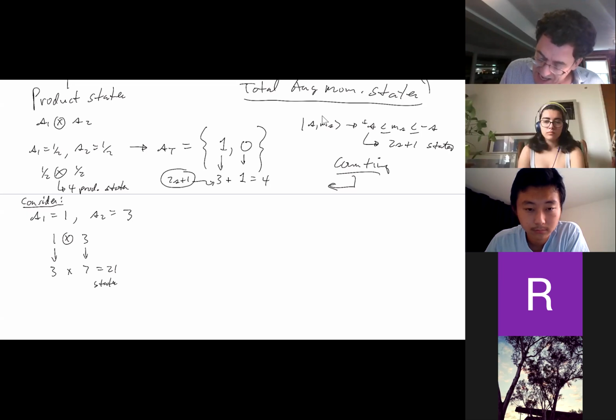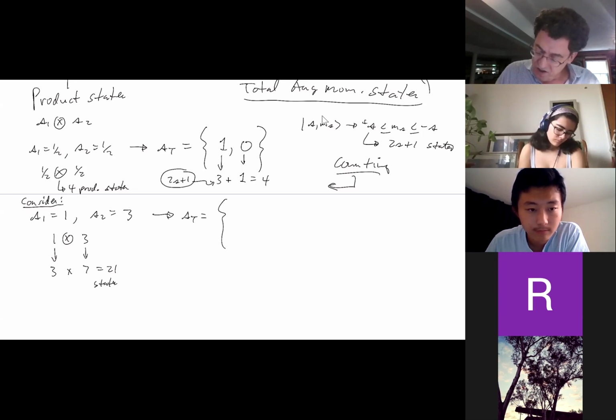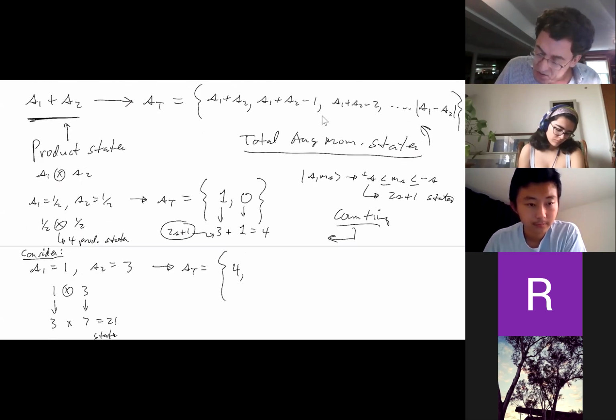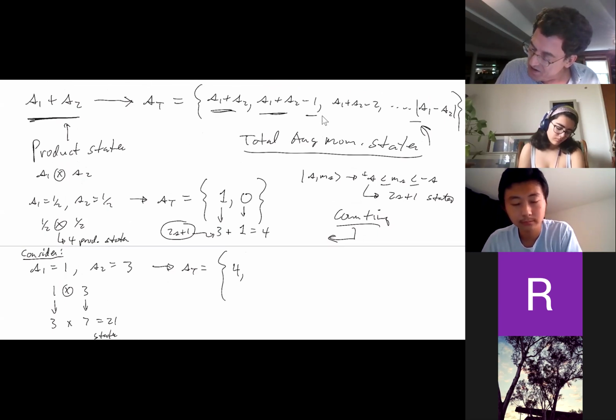Okay, good. Now let's add them and let's use our rule because I want you to see a really cute little rule. So if we add them, then we have S total. So remember, I do S1 plus S2. So that's 1 plus 3 is 4, right? And then I keep going down. Remember the rule. It's this rule: S1 plus S2, S1 plus S2 minus 1, all the way down to the difference.